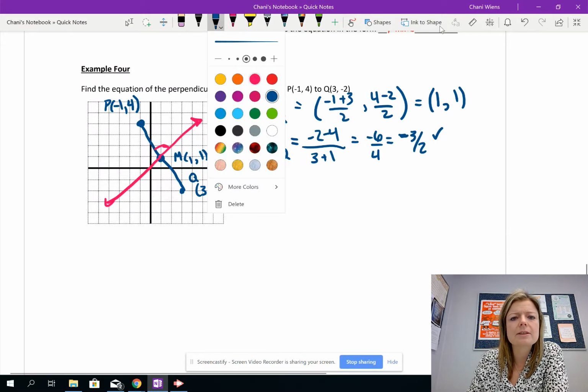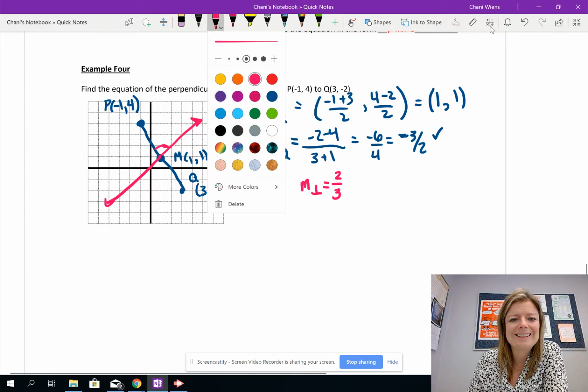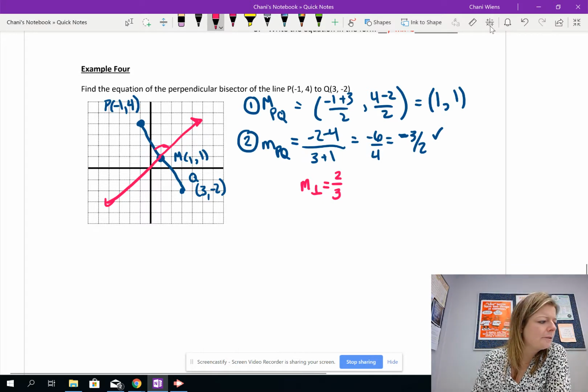So now the slope of our perpendicular bisector, the slope of the perpendicular, is positive 2 over 3. So up 2 over 3, okay, is how I should have drawn it. Didn't do a great job of drawing it freehand. All right, so let's continue with the pink. So that was step 3.